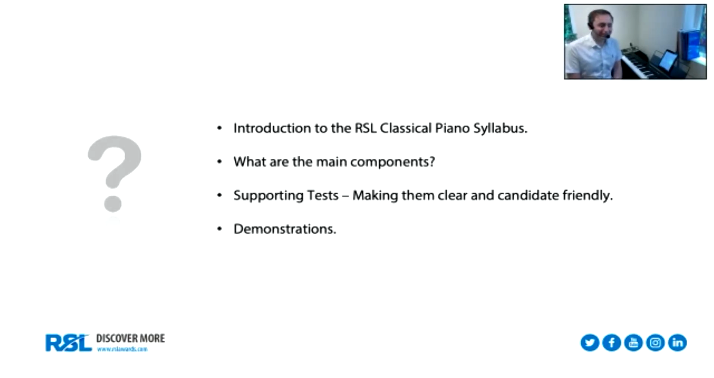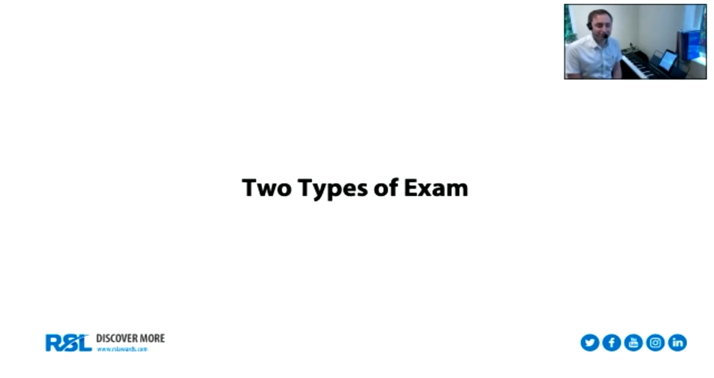So to begin with then, I'm going to really introduce you to the two types of RSL Classical Piano exam. Now, it's worth saying right at the beginning that one of the great things about these exams is that there are two separate pathways. They're very, very different, but they are at the same level of assessment. The first pathway is what I would call the traditional grade exam. And this is where we have an exam of different component parts. There are 5 different parts in what I call a graded exam.